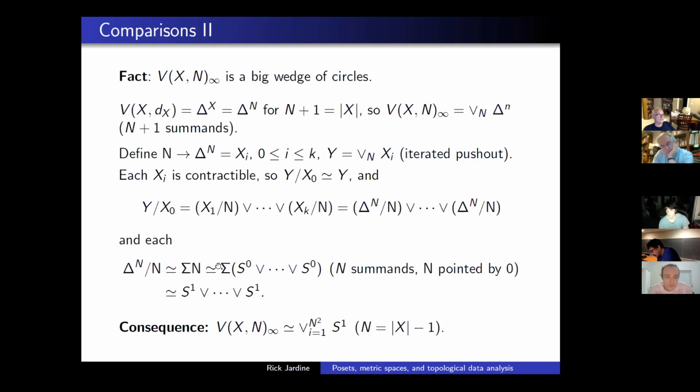And so this is a suspension of a wedge of n copies of S naught, and that's just a wedge of n copies of S1. Do that for every n, and you get this relation. Namely that the space that comes up in infinity is a really big wedge of circles, okay? So that's where we are now, and we'll see where we go from here. Thanks very much. Okay, thank you very much.